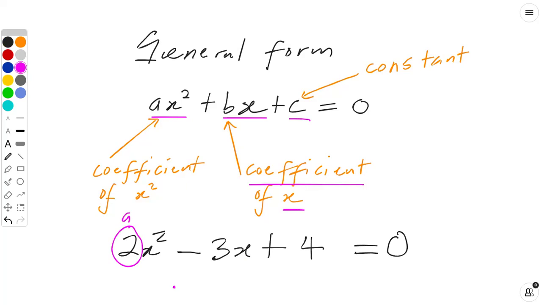And what about our b? Our b is -3. The whole thing, including the negative. Right. That's our b. -3 is the coefficient of x. And then our constant, which is our c. Our constant is 4.